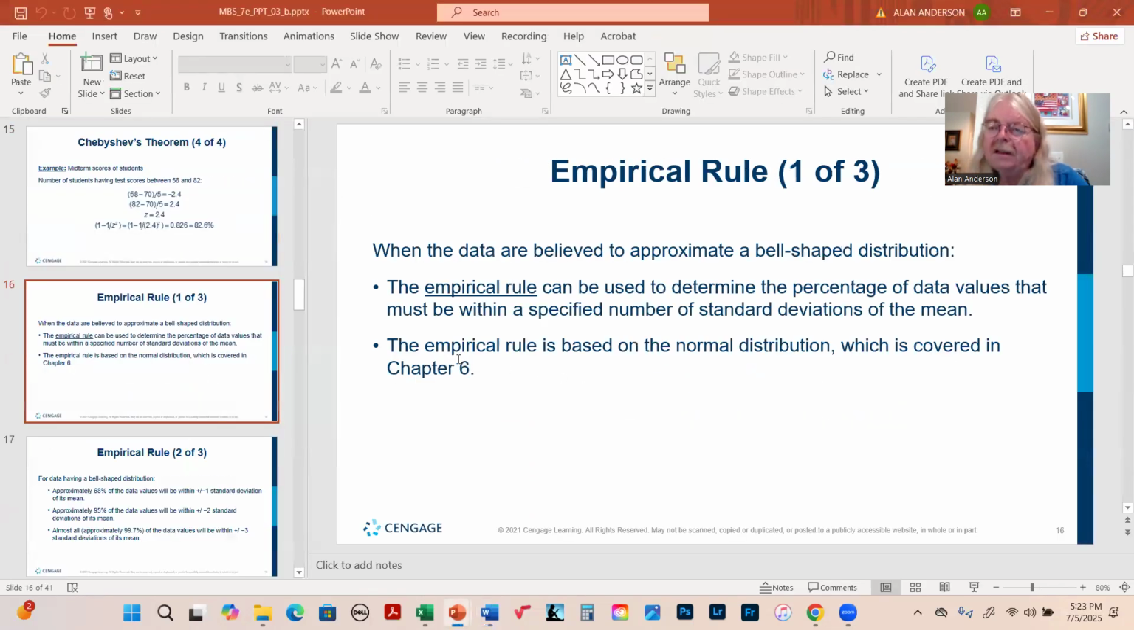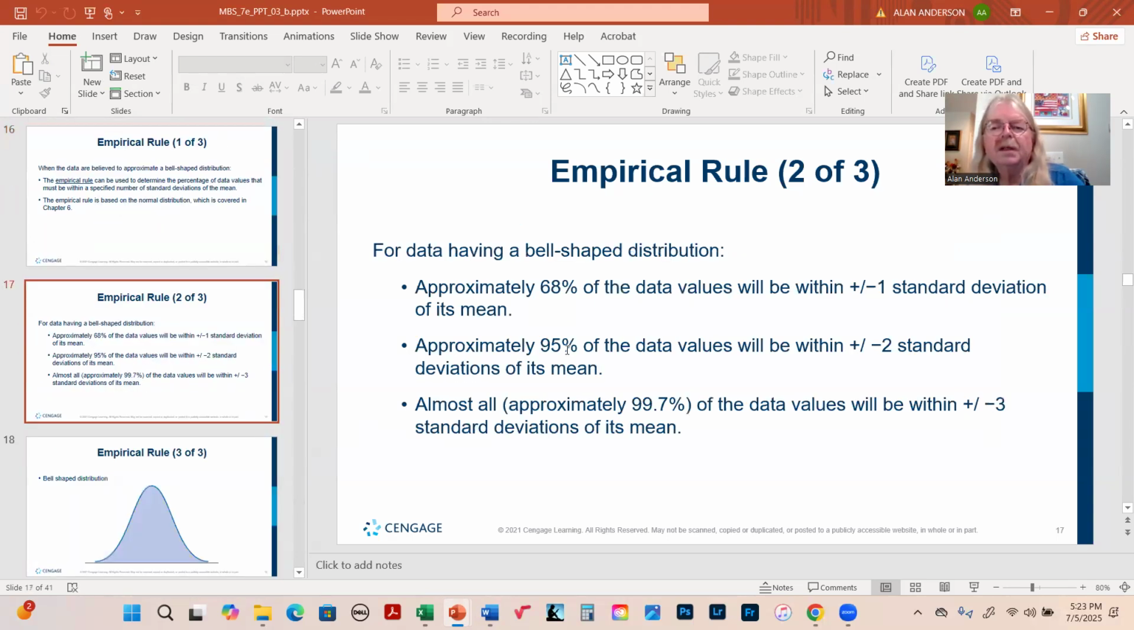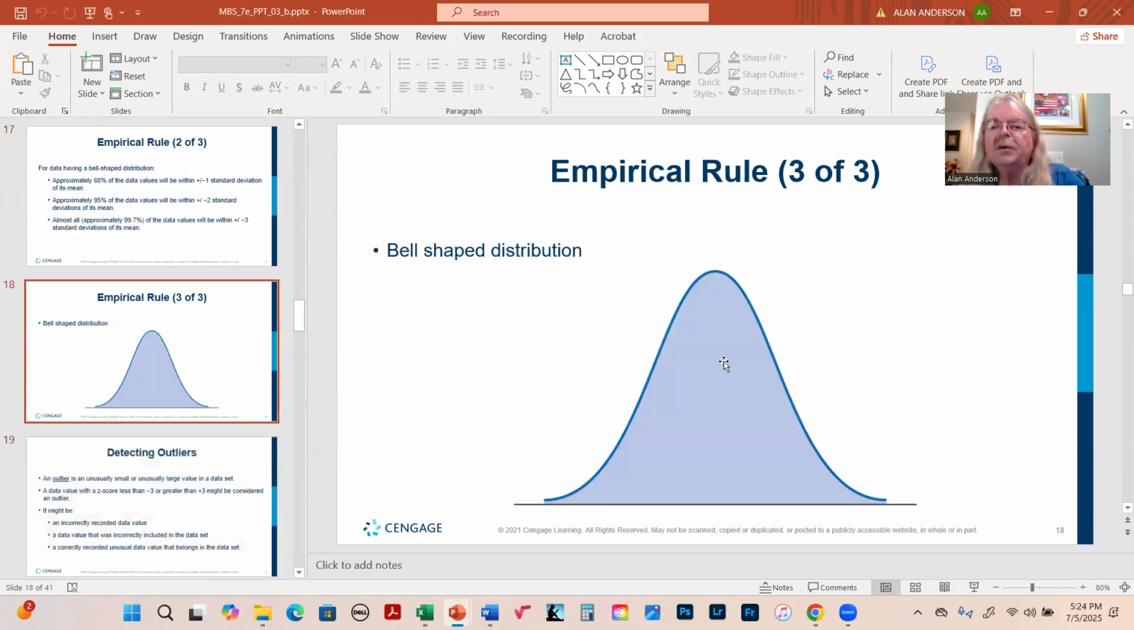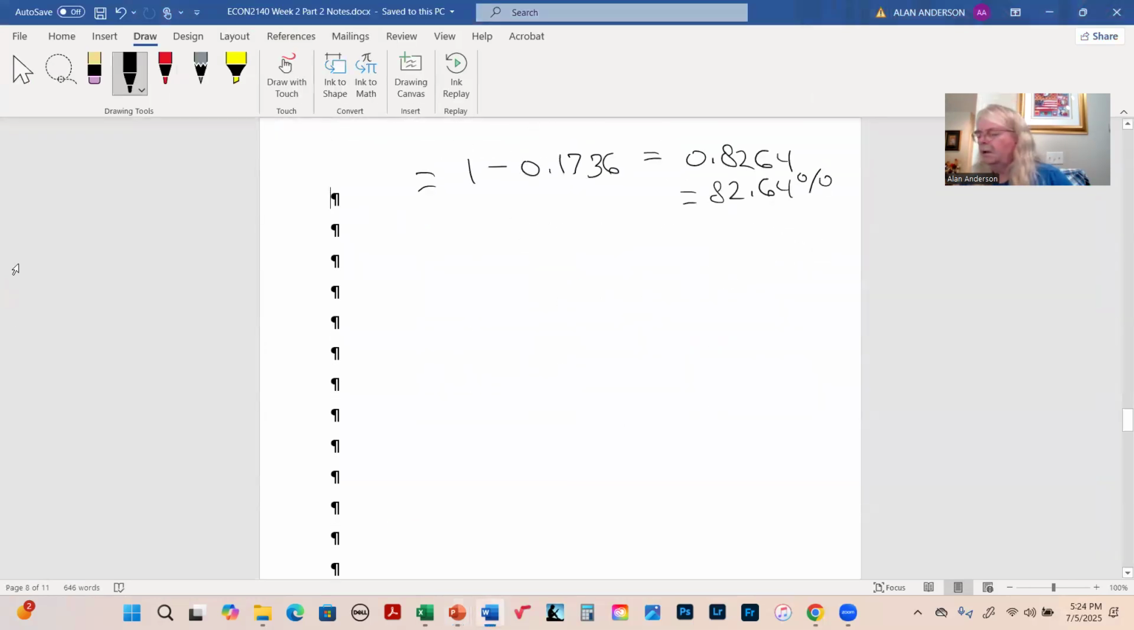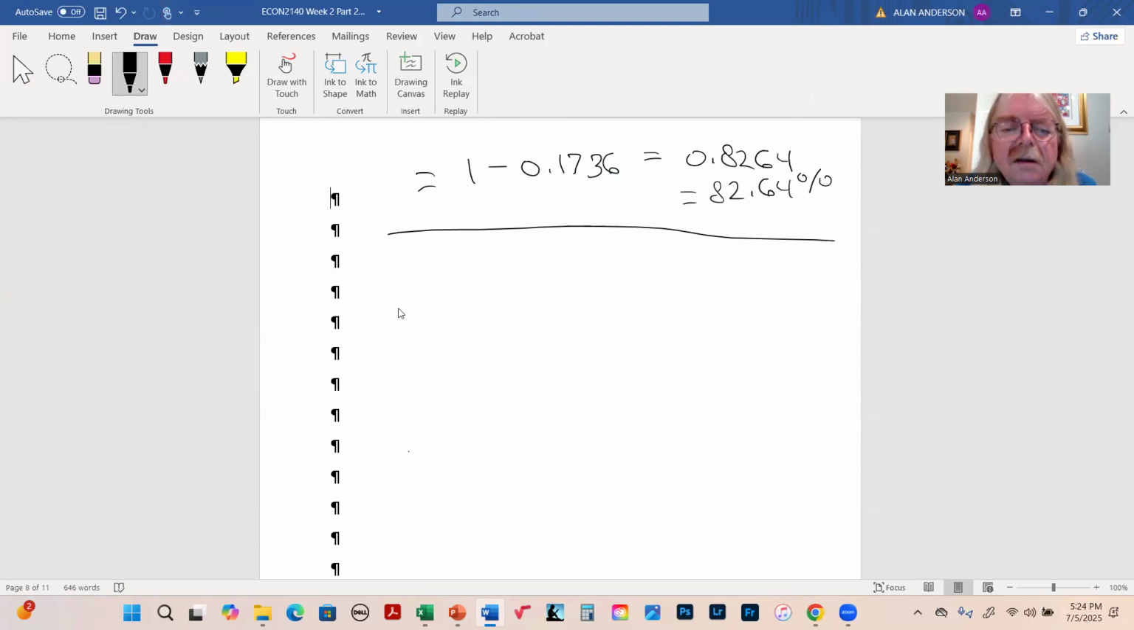Now, the empirical rule is actually taken from the normal distribution. We're going to see more of this as we go along. And it does say we're going to see this in chapter 6, so don't worry about it. But this is only an approximation to the normal distribution. And so the normal distribution looks like this. It's a bell-shaped curve. Oh, and by the way, if you notice, it is symmetrical.